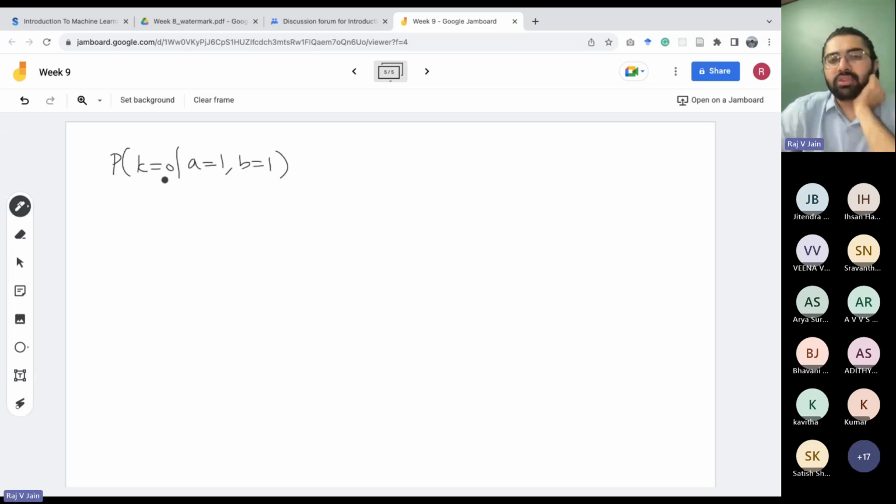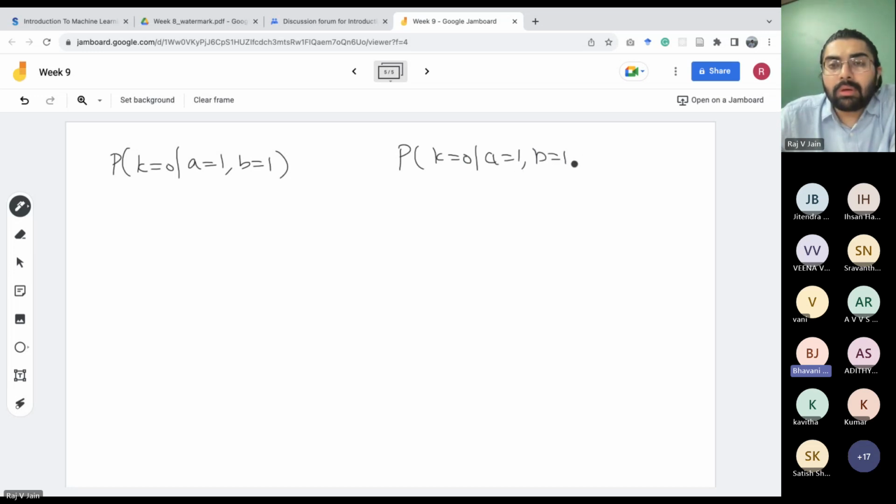Okay. So what are you saying? This has to be with c. How would you write this again? So it is probability of k equal to 0 given a equal to 1, comma b equal to 1, and for all values of c: comma c equal to 0, plus probability of k equal to 0 given a equal to 1, comma b equal to 1, comma c equal to 1.